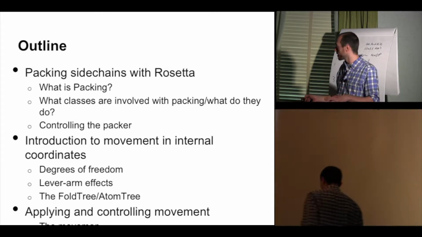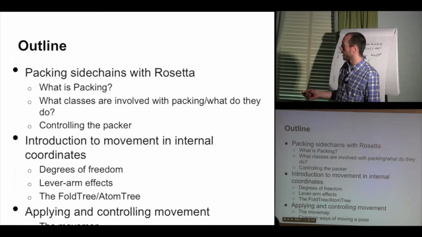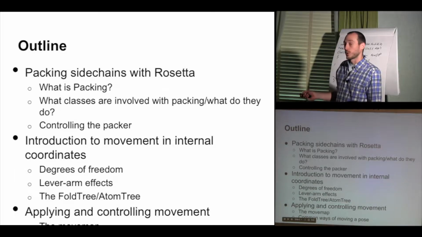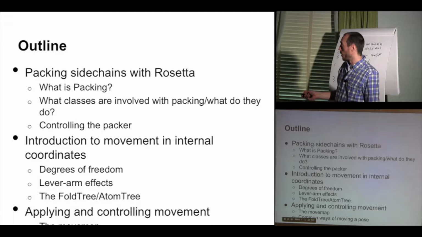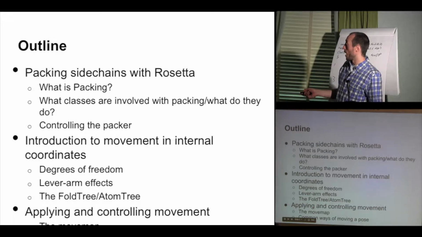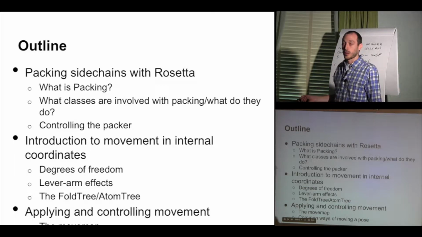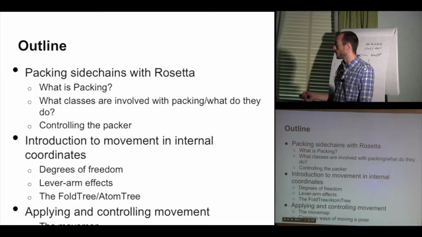We've gotten a little of this already. We're going to go into a little bit more detail about the atom tree, and I'll just touch on the FoldTree because we have an entire lab dedicated to it. And then degrees of freedom and controlling degrees of freedom is another thing we're going to talk about, which leads us to applying and controlling movement, which is done by the MoveMap. And then we'll touch on a couple common ways you can control movement in Rosetta.